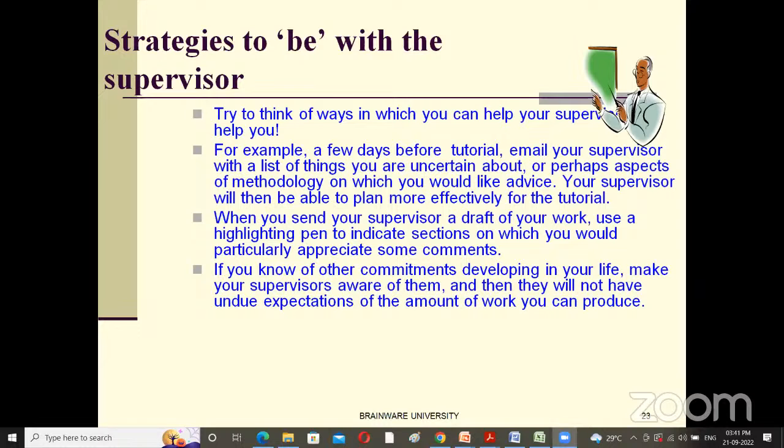If you know of other commitments developing in your life, make your supervisor aware of them. And don't tell lies. You should be with the supervisor telling everything rightly, and then they will not have undue expectations of the amount of work you can produce.